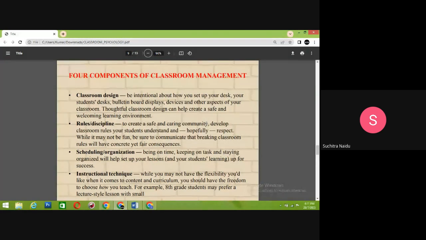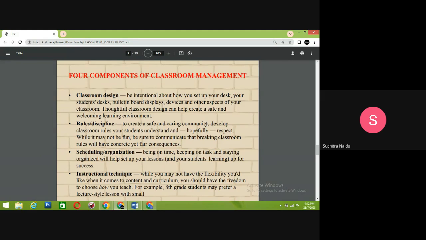So that scheduling and organization should be from both ends, mainly the teachers. I'm telling you, we definitely have lesson plans, so we thoroughly plan which month, which unit I'm going to complete, and how many tests I'm going to conduct, and all those things we should always plan. Then instructional technique is the pedagogy pattern, whichever.